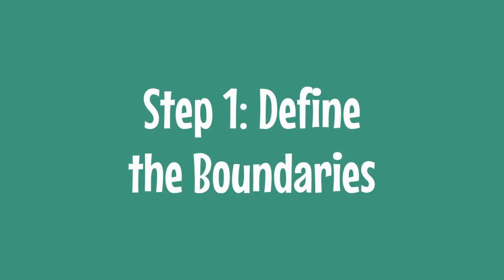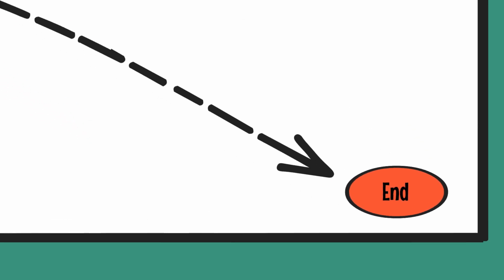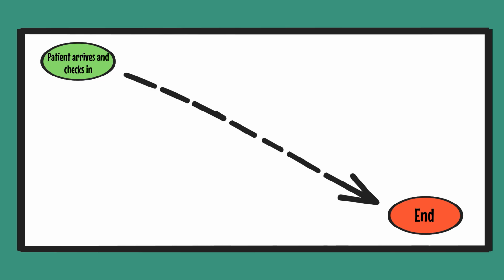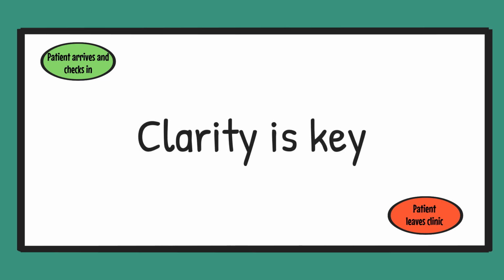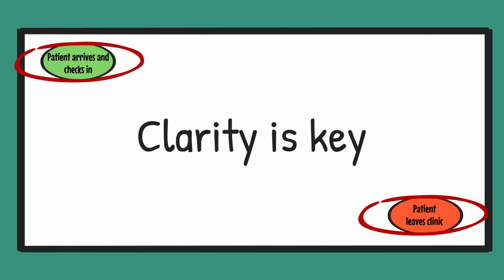Step 1. Define the boundaries. You start by defining the process you want to map. In this case, the starting point is the patient arriving and checking in. The ending point is when the patient leaves the clinic after their visit. This clarity is key. It helps your team stay focused and know where to begin and end the mapping effort.